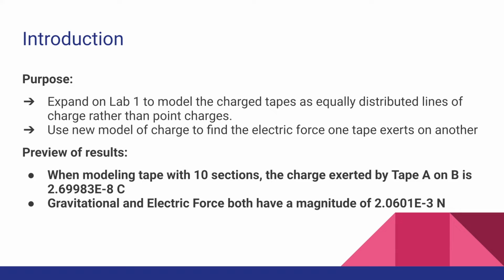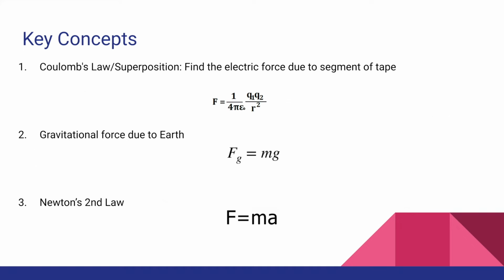A preview of the results is that when modeling the tape into 10 sections that are equally distributed, the charge exerted by tape A on tape B is 2.69983 e to the negative 8 coulombs. The gravitational and electric force are equal in magnitude, and they both have a magnitude of 2.06 e to the negative 3 newtons. The key concepts that we're going to use are Coulomb's law and superposition.